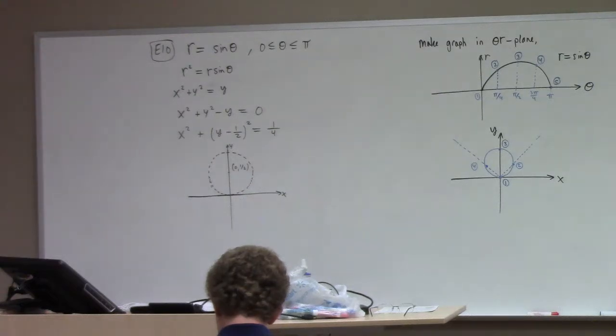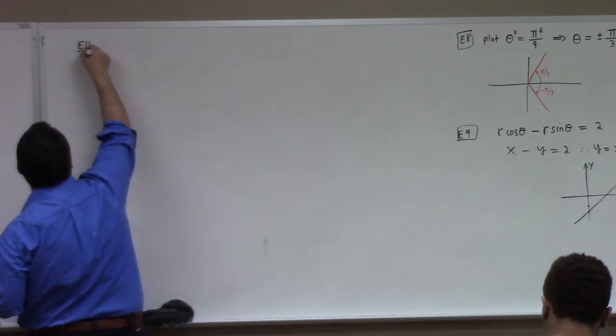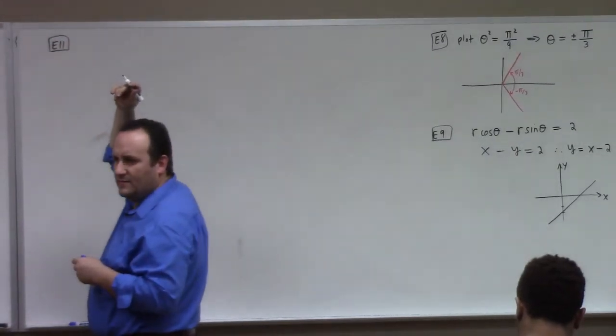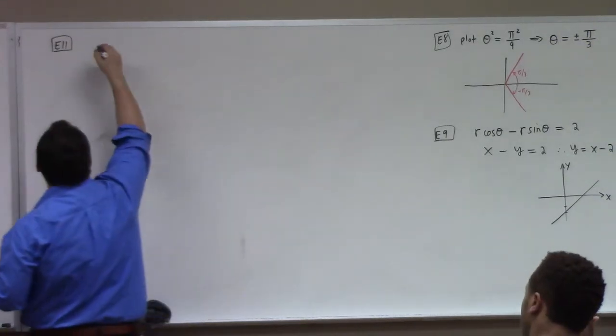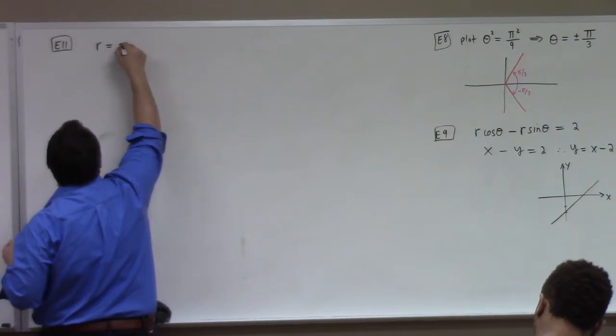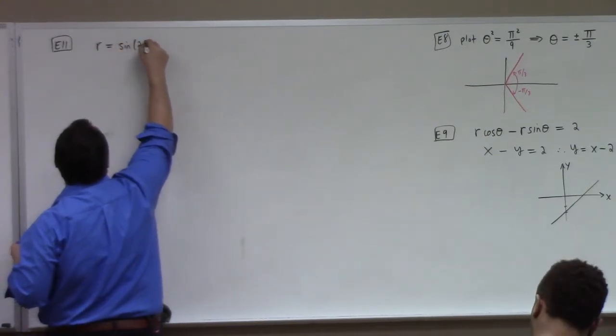Shall we do another? Let's do another example. This one will not be amenable. Not a word. Amenable. Yeah. Let's try r equals sine of 2 theta.